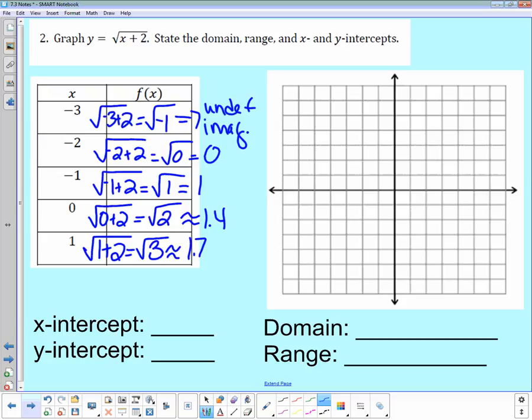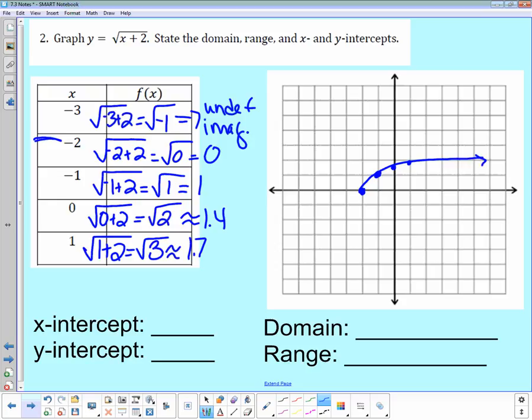So if we plot these values, obviously we can't start with x equals -3, so we'll start at x equals -2. At x equals -2, we have the point with y equal to 0, so over 2 and up none, there's our point. And then at -1, we have our y value of 1. And then at 0, we have around 1.4, so it's kind of around here. And then at 1, we have 1.7, so it's going to be around here. Remember, this is a rough sketch of our graph. This isn't going to be completely accurate.